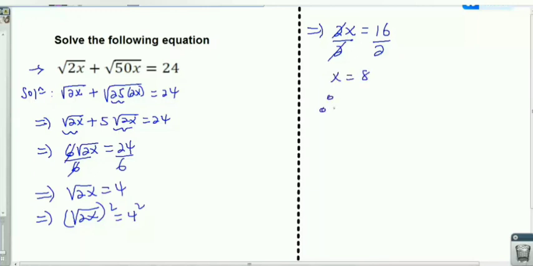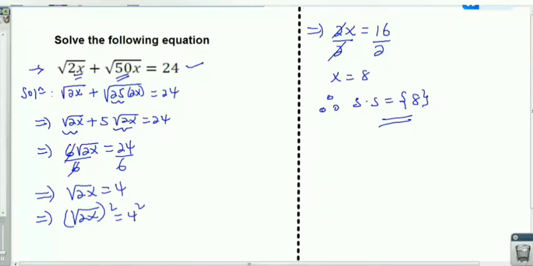Therefore, the solution set for this problem is 8. Usually after you obtain the value of x, you need to check by substituting into the equation. We don't expect x to be negative because the radicals would become negative. So you can check by substituting x equals 8 in place of x, and the result should be 24. This is how we can find the solution for the equation involving radicals.